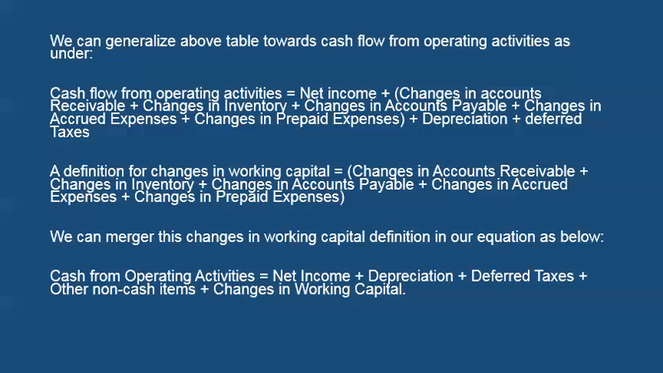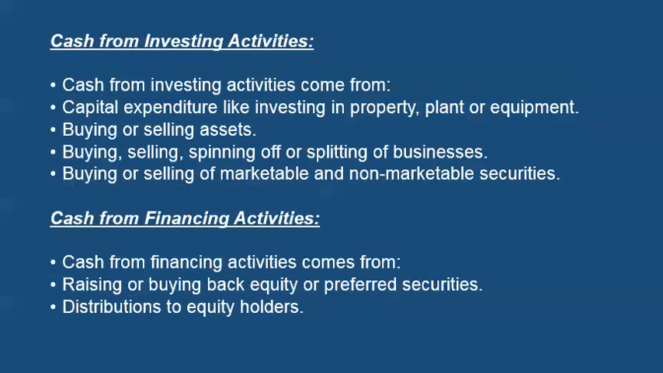And we can merge this change in working capital definition in our equation as below. Cash from operating activities becomes net income plus depreciation plus deferred taxes plus other non-cash items plus changes in working capital.